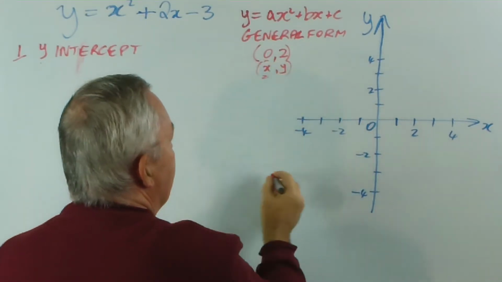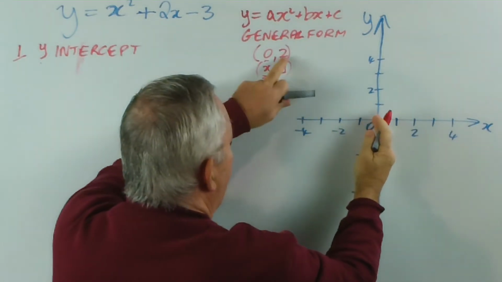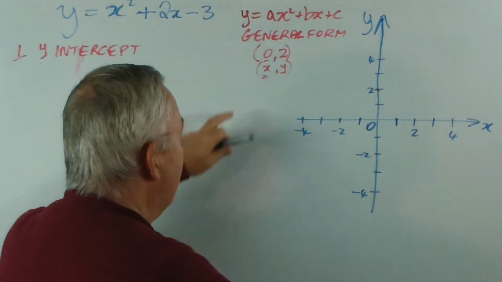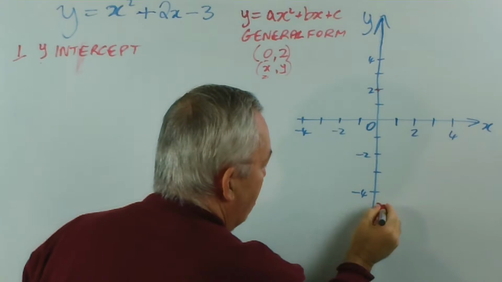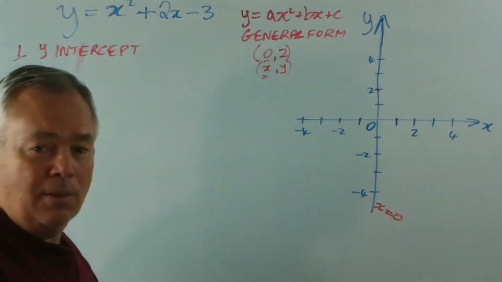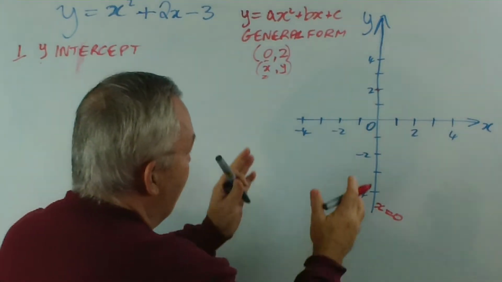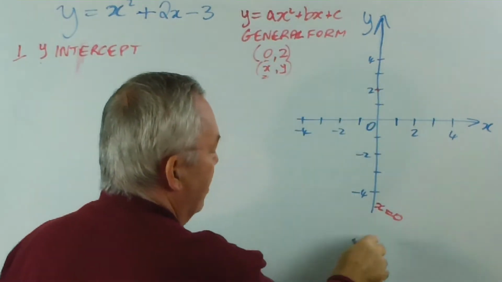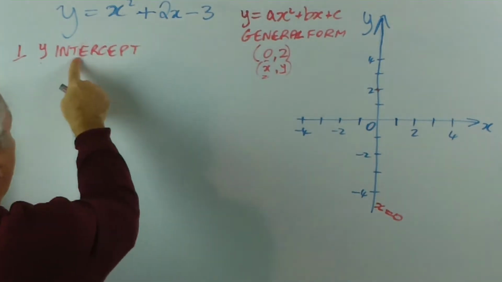And when the x value is 0, it means don't move left or right on the x-axis. And when the y value is 2, it means go up 2. So that would be that point, (0, 2). So since x equals 0 all the time on the y-axis, that's the equation of the y-axis. And it means that if I want to find where this equation meets this axis, I put the value x equals 0 in here and it tells me.